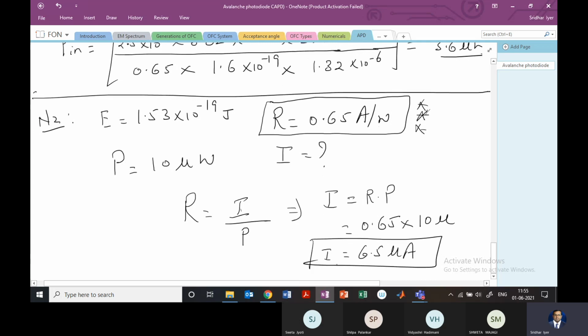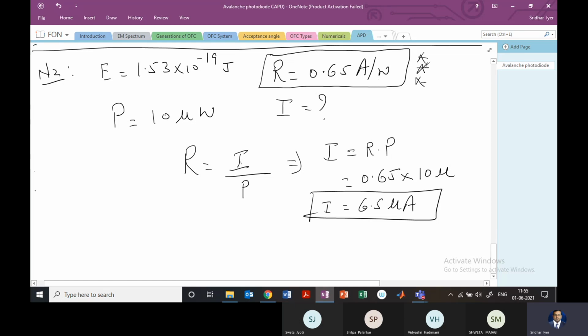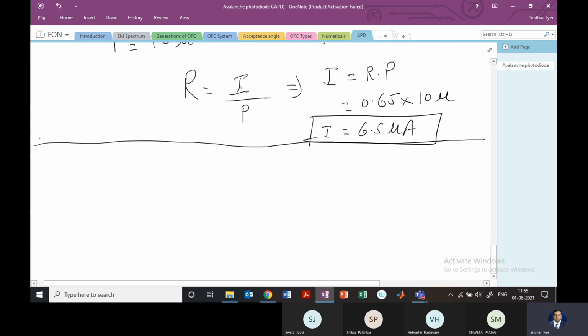So it's a simple numerical. I just wanted to do this to show you we don't have to always memorize the equations. Units really help us. I hope that was clear. Next numerical.